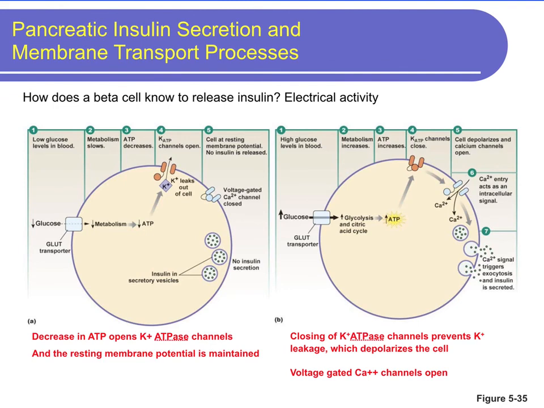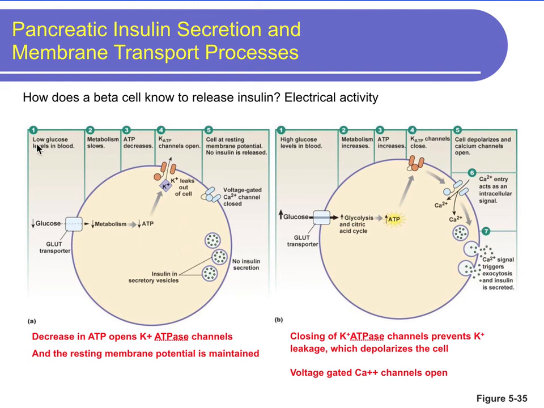Okay, so right now we have all of these concepts about diffusion and osmosis and electricity and polarizations. Well, what does it mean in our body? Why do we need to know all this stuff? Well, we're going to use insulin secretion as an example. So the beta cells of your pancreas release insulin. We'll learn about that later on. But let's take a look at what's really going on.